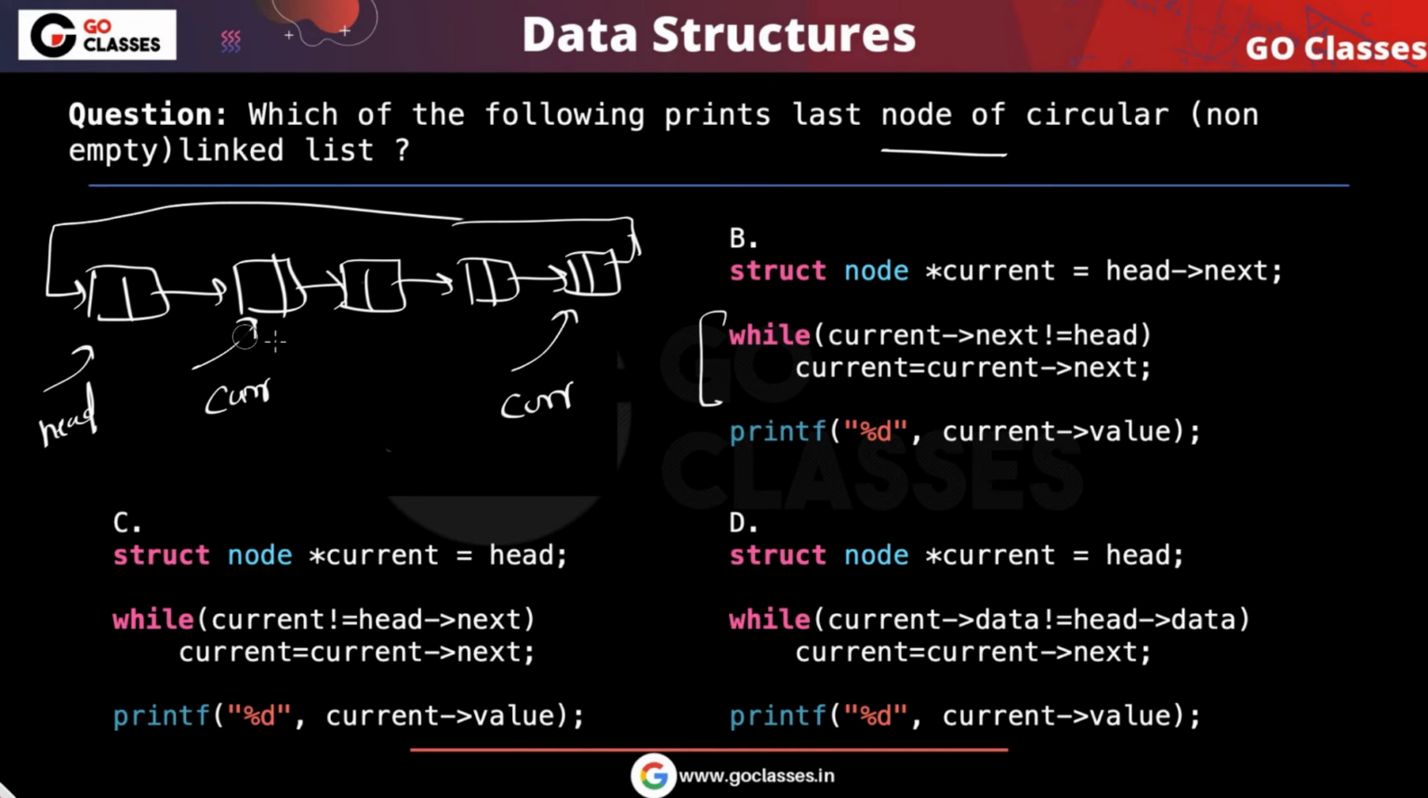Why? Because this while loop will be false only if you are standing at this position where current next and head are actually equal, right? Now you are printing the current value, so I think this should also work, right? For multiple nodes it seems like it is working.